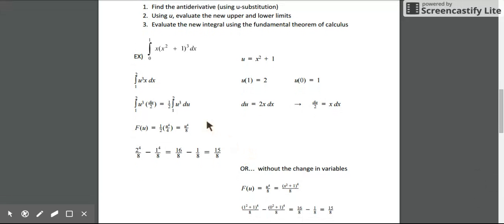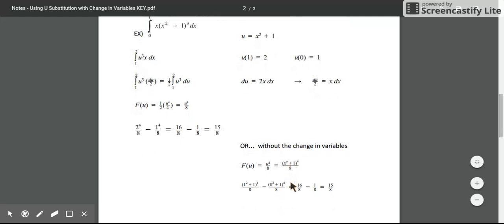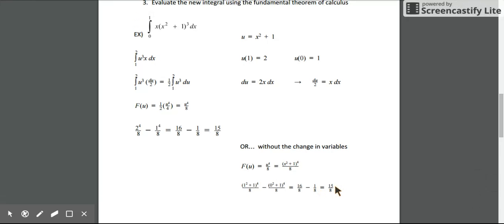It is possible to do all of this without that change in variables. So what I could do is do all of these steps, find my antiderivative, and then back substitute what I replaced u for, and then evaluate it using the fundamental theorem. So I could be substituting my old upper and lower limits into this equation, and when I plug 1 in here and then subtract plugging 0 into here, we actually end up with the same difference, 16/8 minus 1/8, and we get the same answer, 15/8.